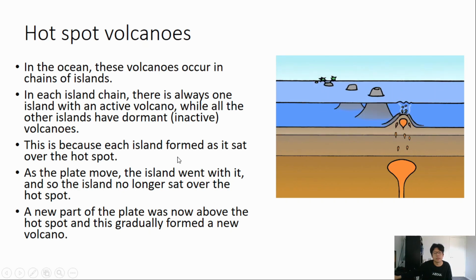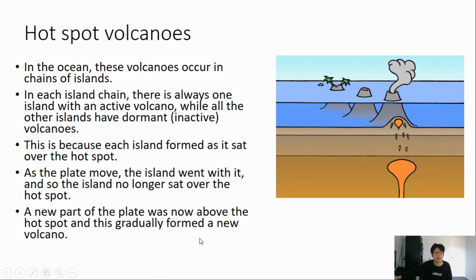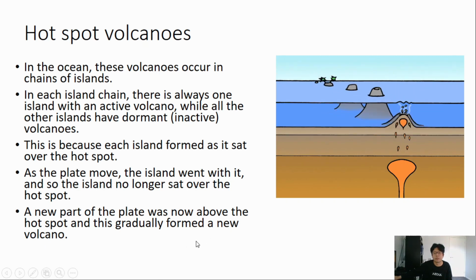This is because each island formed as it sat over the hotspot. Once upon a time it was over the hotspot, but as the plate moved, like we can see here, the island went with it and moved down, and so the island no longer sat over the hotspot. A new part of the plate was now above the hotspot, and this gradually forms a new volcano. So as it moves down, another volcano will form again.